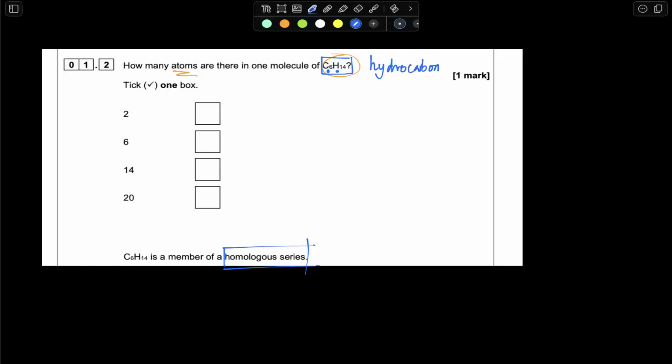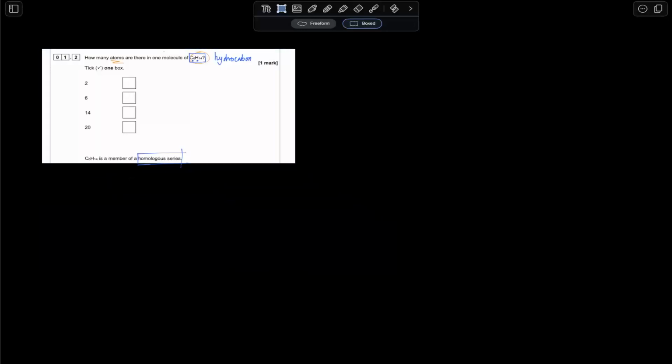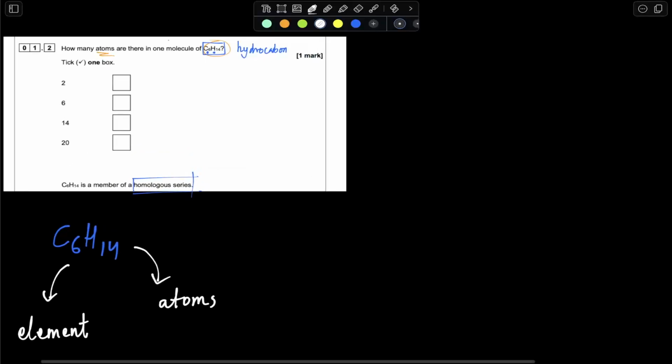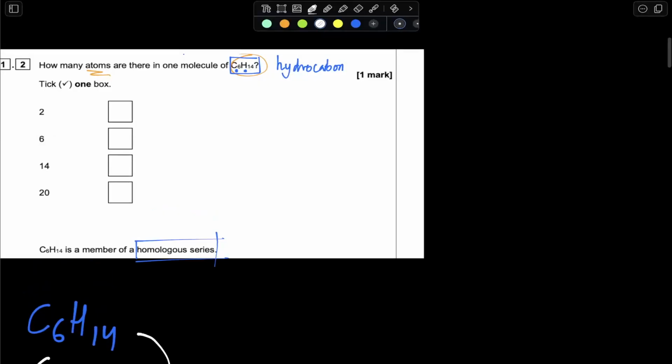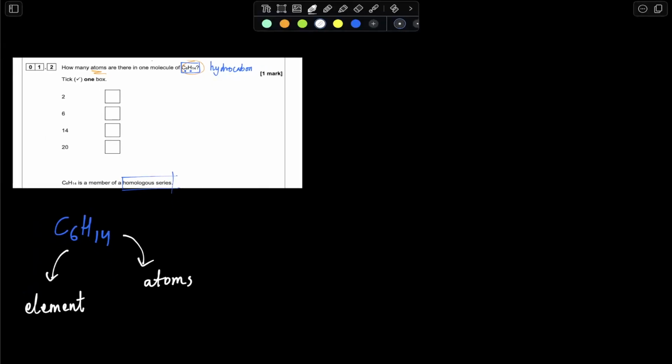So we have C6H14 over here. Let me just zoom this out so that we can very quickly discuss the question. We get two types of questions from here. We are either going to be asked to find out how many elements there are, or to find out how many atoms there are. In this one, you can see that we have to answer how many atoms are there in one molecule. So for both things we are going to be talking about.